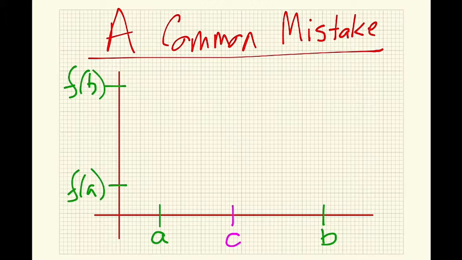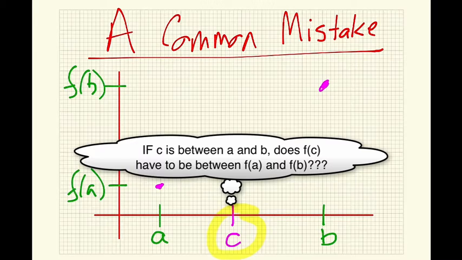Now the intermediate value theorem says that there's a point f of c that's between f of a and f of b. The common mistake is to start with the point c, down here, and make a statement about f of c. So I found this c that's between a and b, and I'm going to make the statement that f of c is between f of a and f of b. Take a moment here and see if you can figure out, it shouldn't be that hard, what the continuous function looks like such that f of c is not between f of a and f of b.